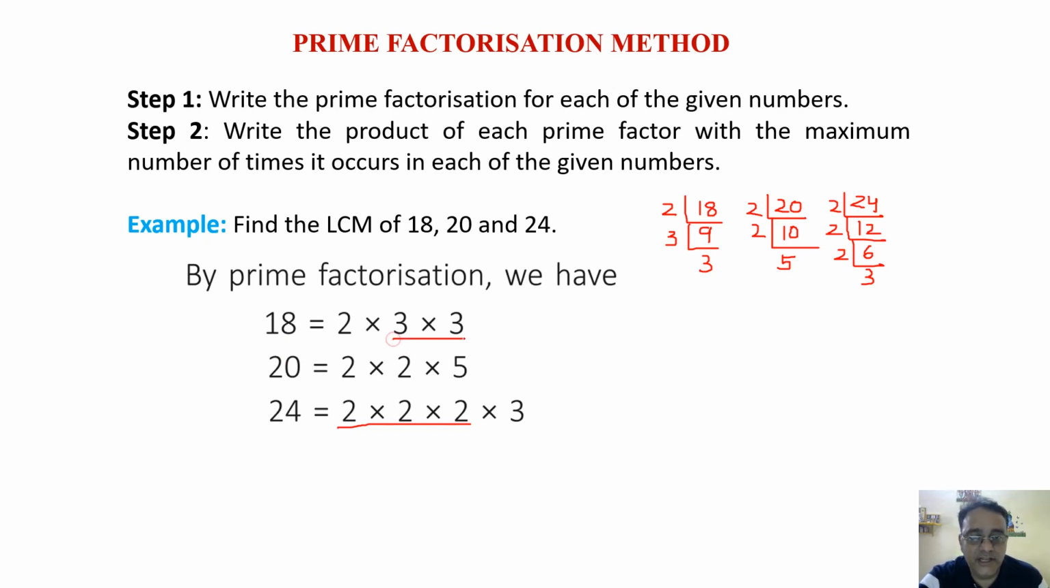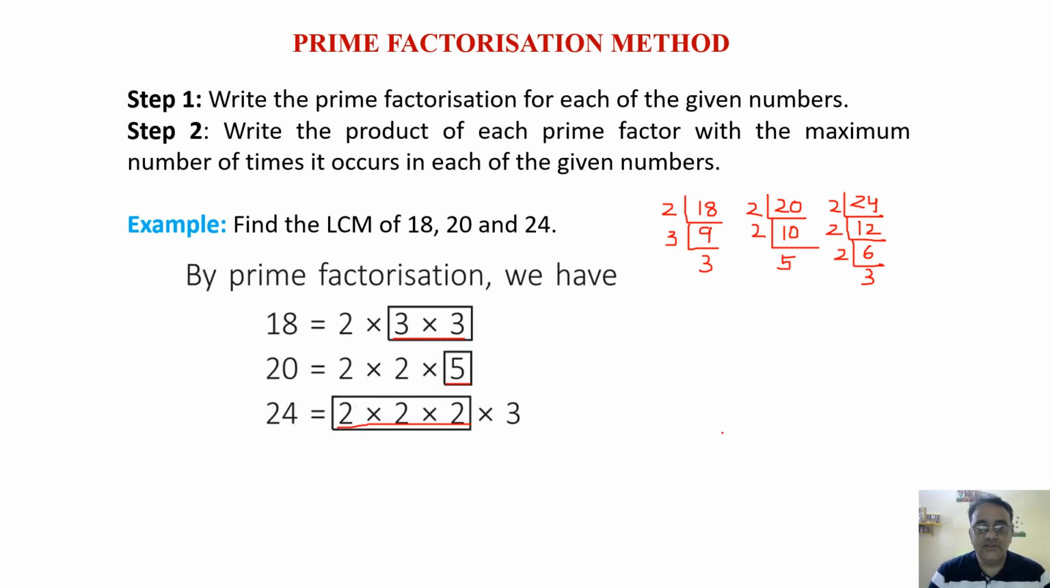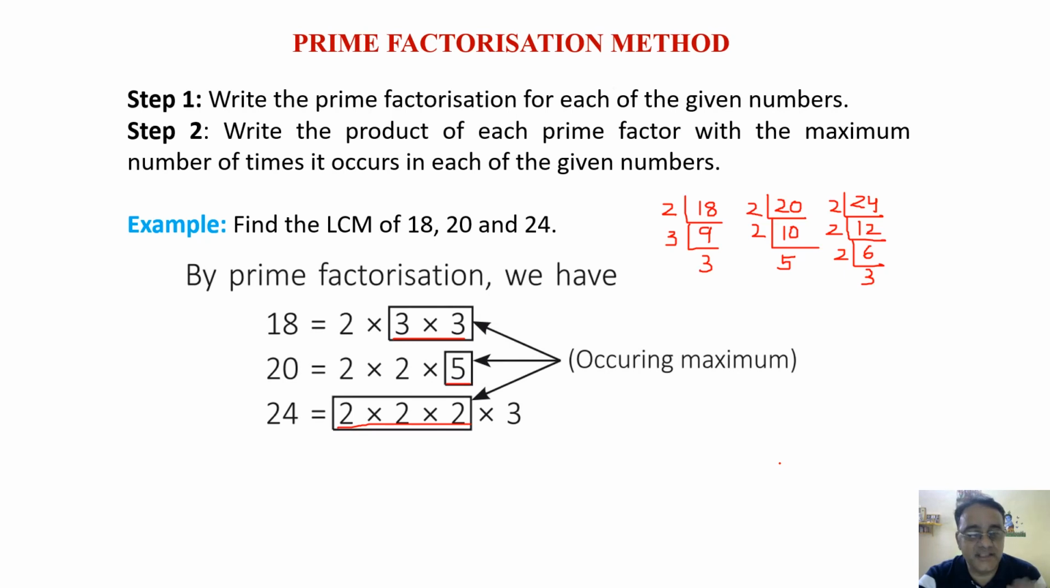18. Sir, 2 times. 2 times. And 5 occurs only 1 time in this number. Right? So we'll get this number. Now these are the numbers which occur maximum times. So we have to find the product. This is the second step. We have to find the product of these numbers, and that is the required LCM.